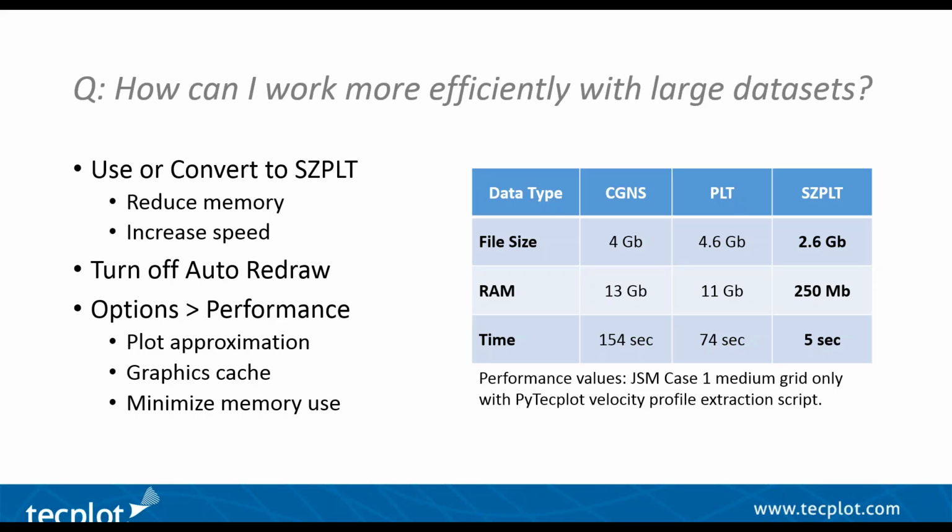And the reason behind this is that SZL is only loading and looking at the zones very close to the extractions. So when you're doing a volume extraction like this, we're loading a very small portion of the data, whereas with CGNS and PLT, we have to load all of the data in those volume regions.